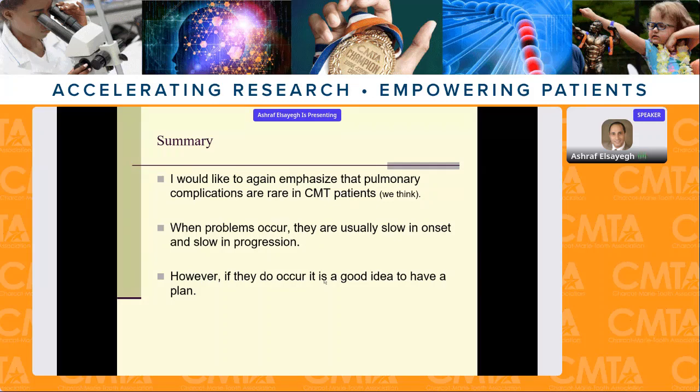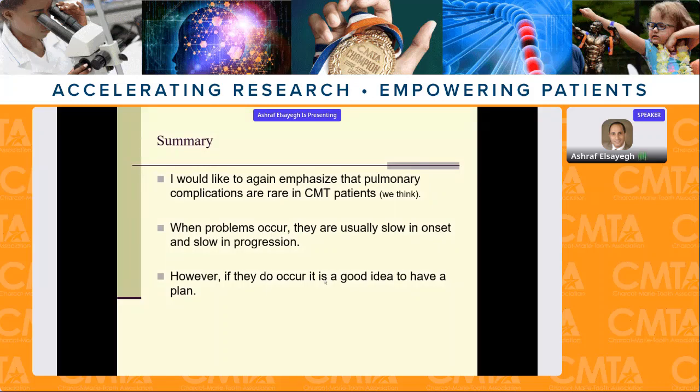But I will try my best to do it with my schedule. That way we can hopefully have some more concrete answers on how common pulmonary problems are, and if they are more common in one variant of CMT than the other. When problems occur, they're usually slow in onset and slow in progression.